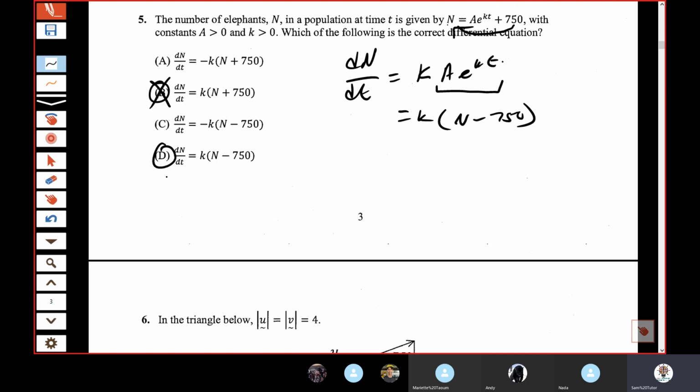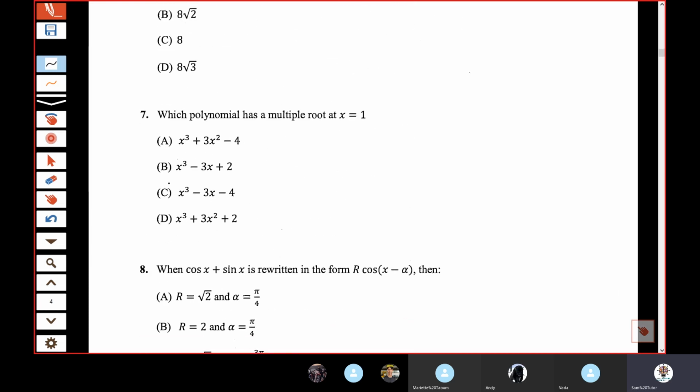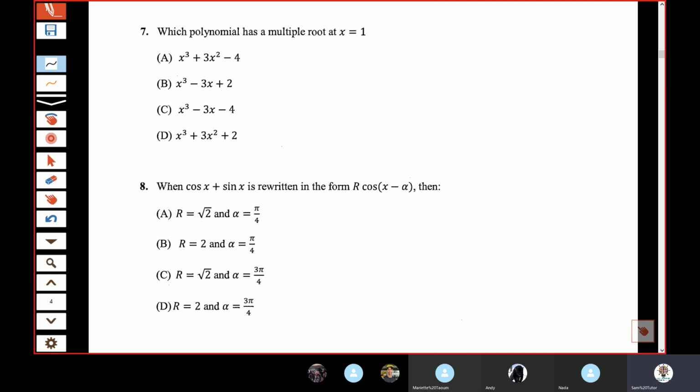Any questions? Like I said, 100% will be in your exam. Are you ready for it? Vectors. All right, 7. You can't do 8. Just 7. Which polynomial has a multiple root at x equals 1?